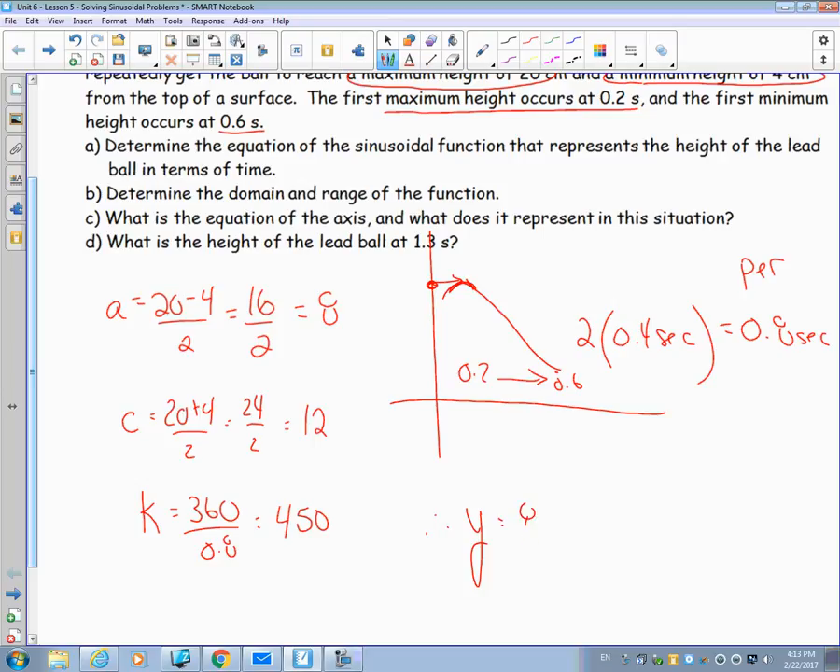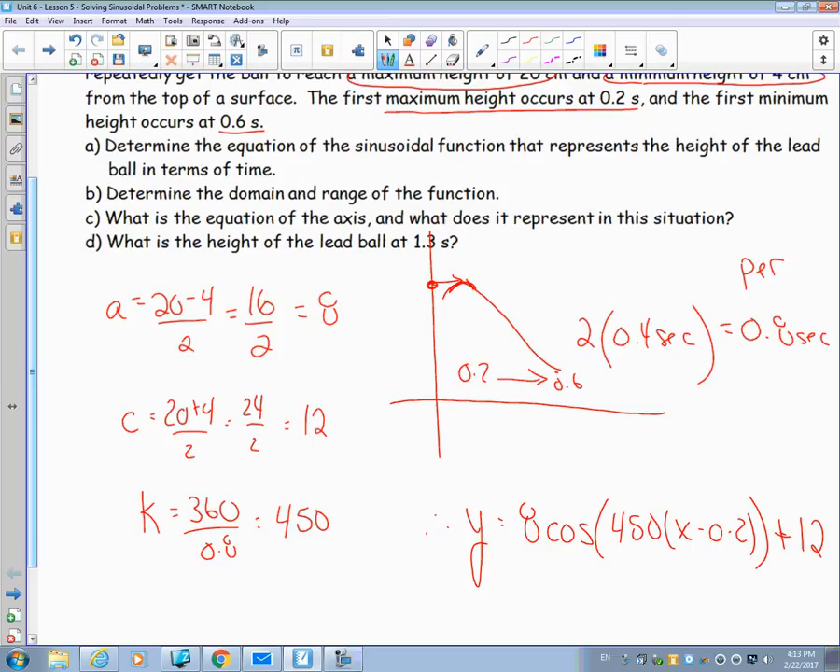So let's fill our parts and pieces in. 8 for A, cos. K is 450. We moved it to the right 0.2, so minus 0.2. And then C is 12. And there's our equation, just by using a little bit of problem solving from what they gave us.